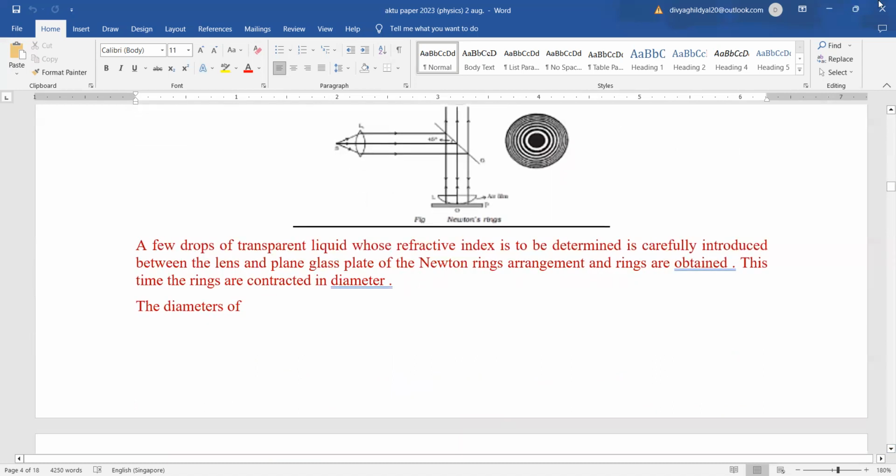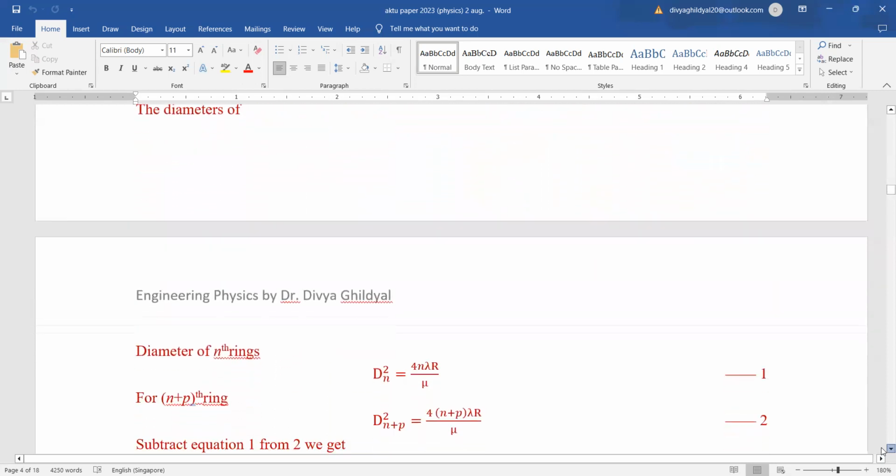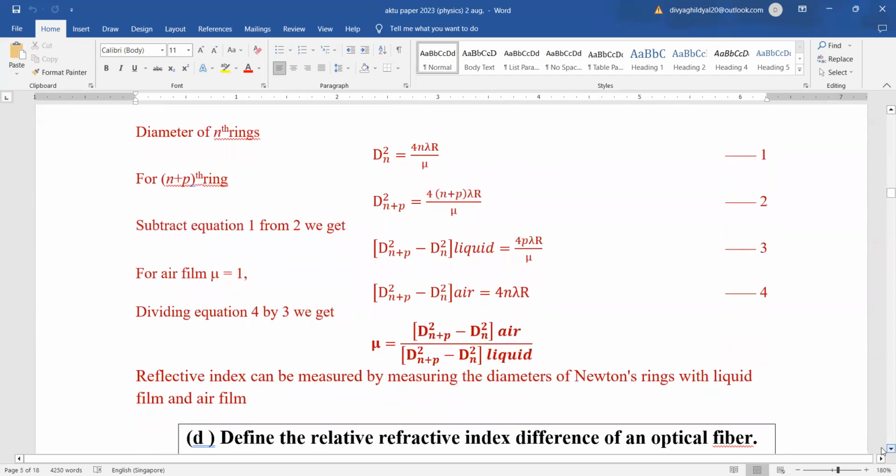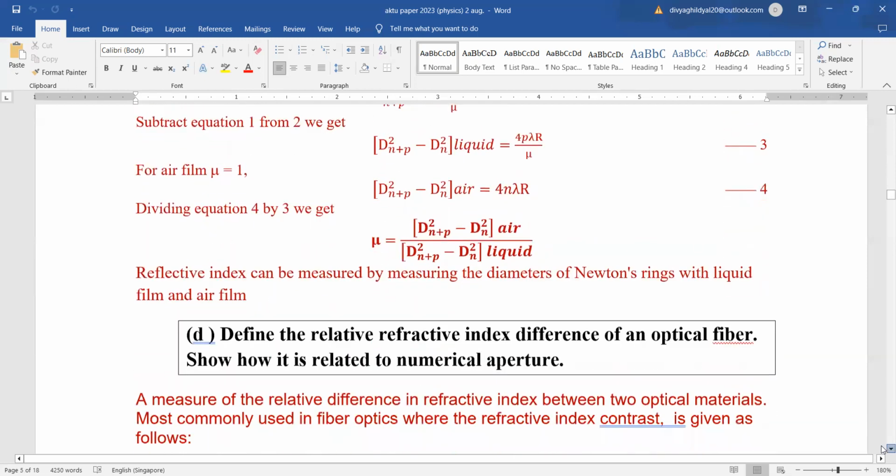We will be placing a few drops of that liquid between the plano-convex lens and plain glass plate, and once again we are going to find out the diameters, and divide the diameter difference with air and liquid to get the refractive index with the help of Newton ring experiment. This can also be said to be a practical application of Newton ring experiment.